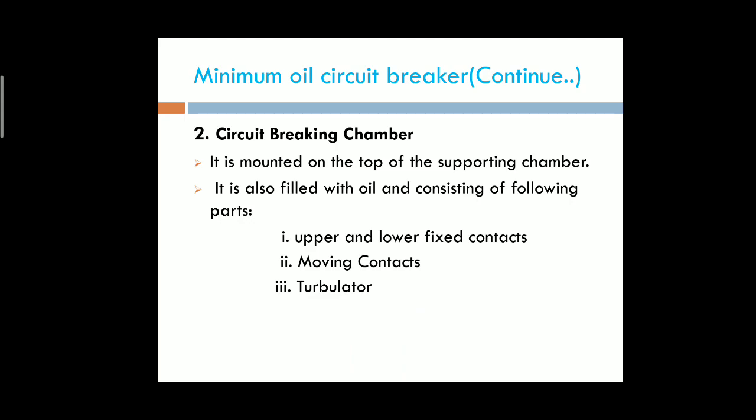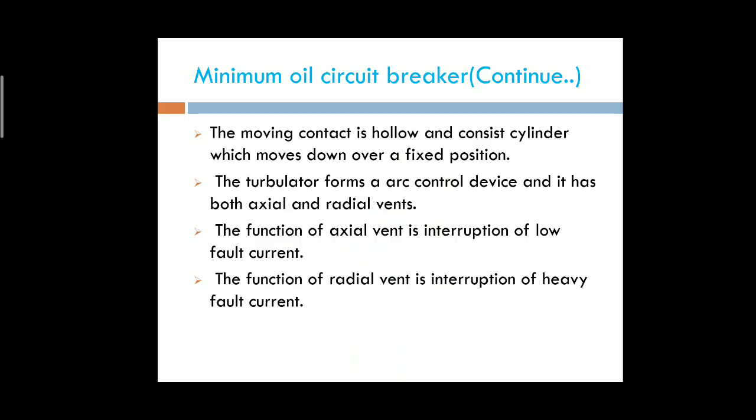Next part is the circuit breaking chamber. This chamber is placed at the top of the supporting chamber and is also filled with oil, consisting of the upper and lower fixed contacts, moving contacts, and also the turbulators. The moving contact is hollow and cylindrical, which moves down over the fixed contact. The turbulator forms an arc control device.